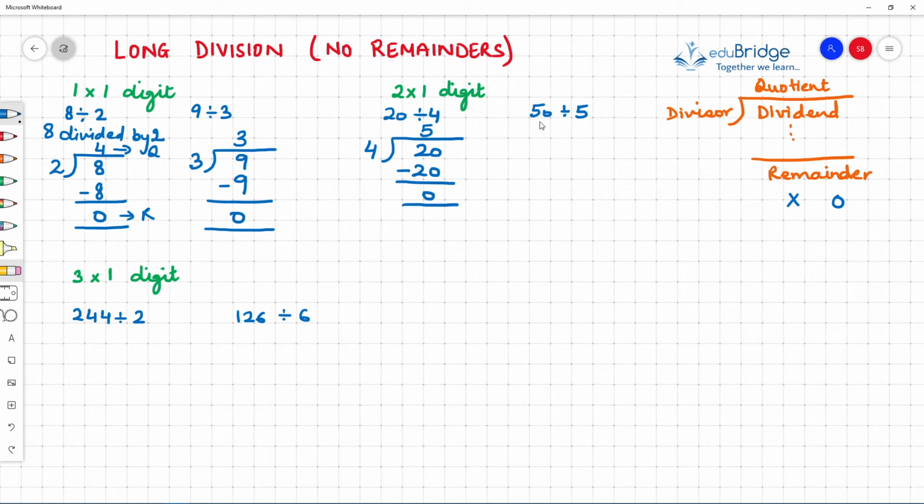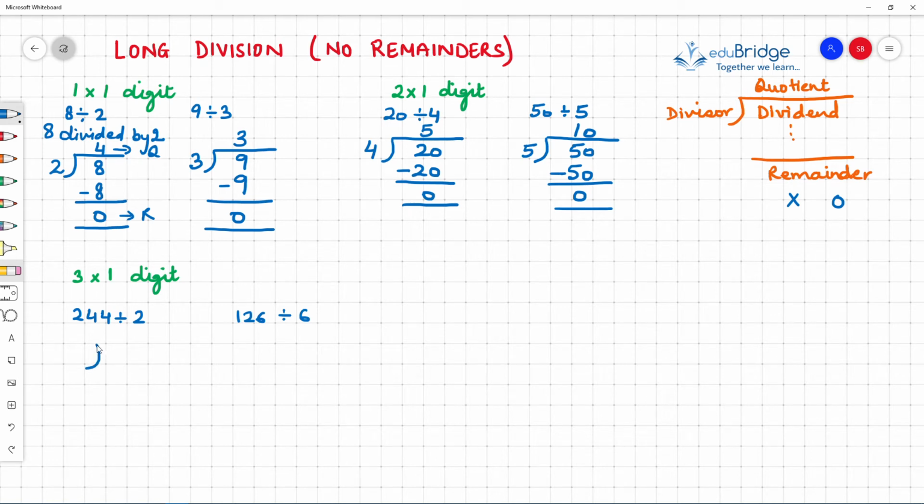Next example, 50 divided by 5. So 50 is your dividend, 5 is your divisor. 5 times 10 is 50. Subtract, you get 0. Let's move on to the next set of numbers, which is now 3 by 1 digit.